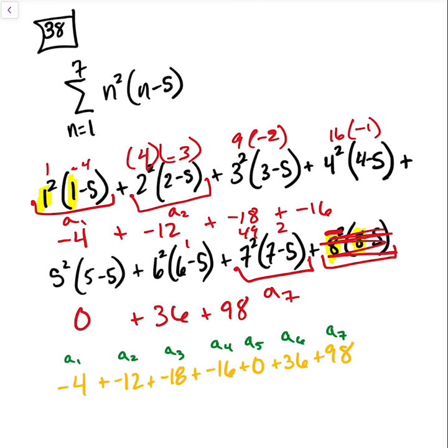Now I want to add all these together, and I end up with 84. That's the value for the sum of this problem: 84. I hope this video helped. What I want you to do is the odds now, for the ones that I skipped, and practice this on your own to see how you do.